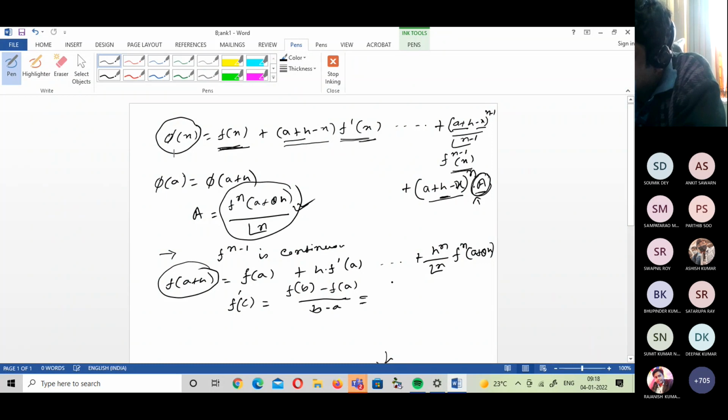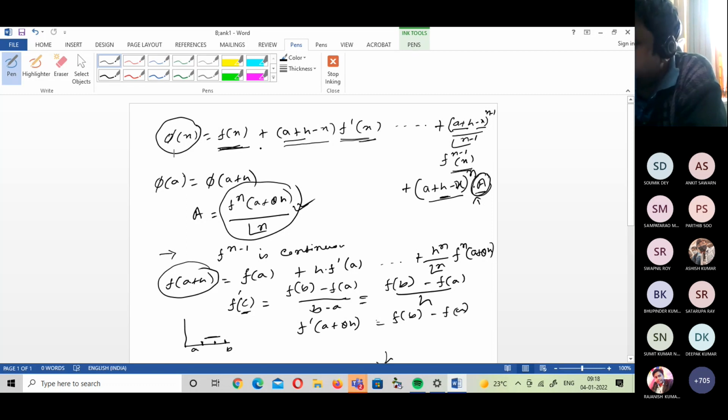Yes, sir. So f b minus f a, and b minus a is h. And what is c? Suppose this portion is a, then this is b, and this portion is c. Sir, I know this thing. Then f a plus h equals f a plus h f dash a plus theta h. You extended this sum to this whole thing. This is the generalized form.